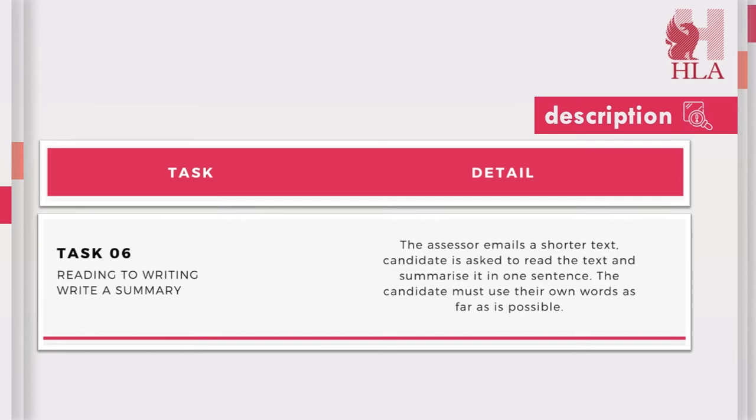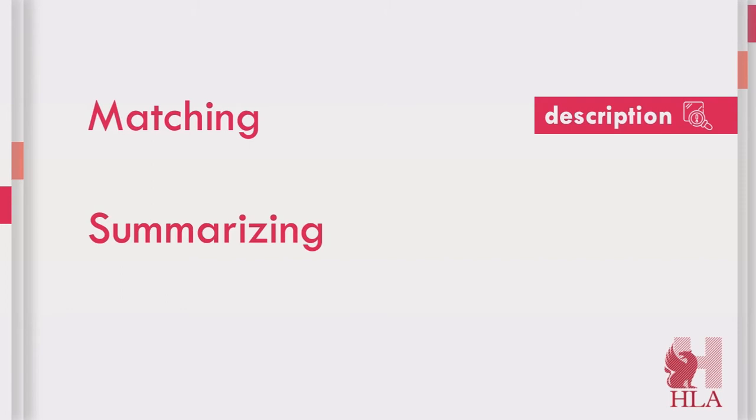For task 6, the assessor emails a shorter text to the candidate. They are then asked to read and summarise it in a single, complex sentence. You must use your own words as far as is possible, and the summary should be sent as a reply to the email. So, stage 3 reading consists of first, a matching task, and then a summarising task. Now, let's have a look at how these are assessed.